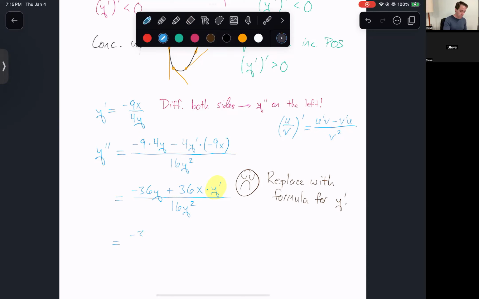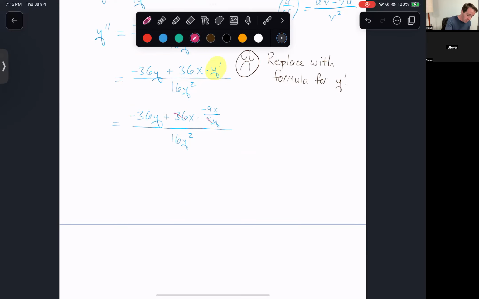Do some rapid fire algebra. 36x times negative 9x over 4y all over 16y squared. Blah, blah, blah. We've got 36 and 4 that cancel down to 9 and 1. And then negative 36y minus 81, that's 9 times 9, x squared over y, all over the same 16y squared from before.